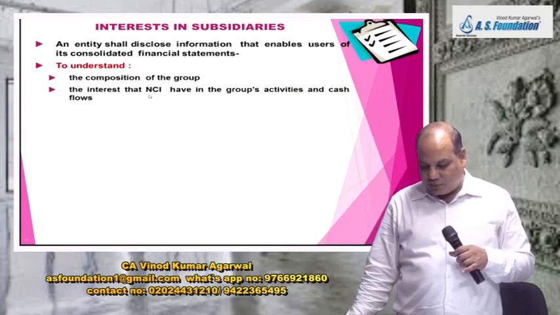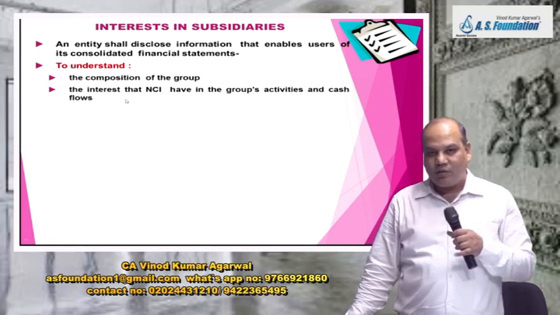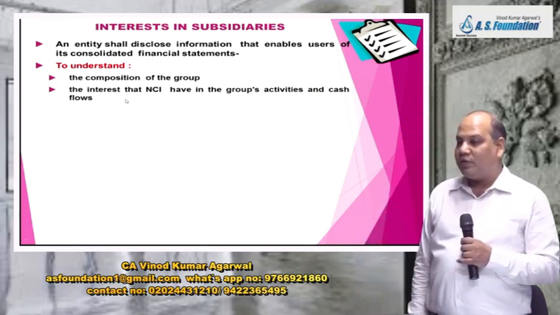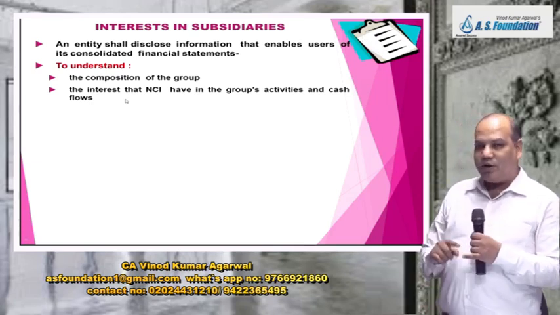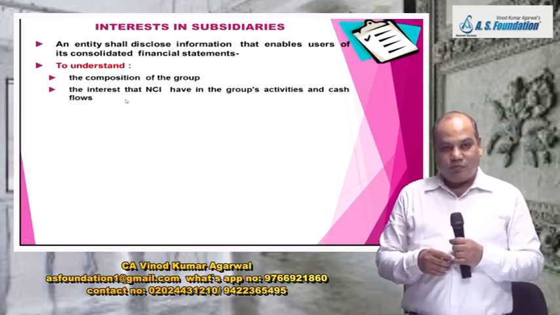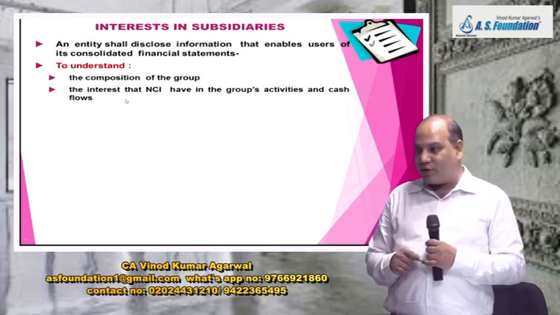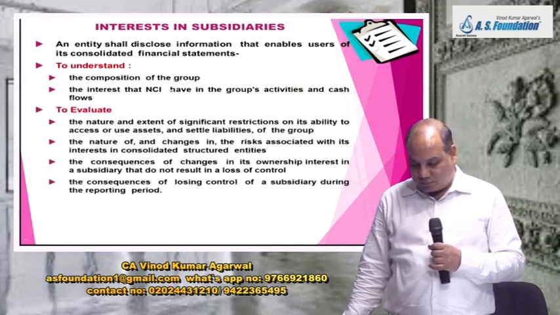And second, the disclosure should help users to understand the interest that NCI have in the group's activities and cash flows. That means what is the percentage stake of NCI? What is their share in net assets, which you disclose in the balance sheet? What is their share in the profit and total comprehensive income? What is their share in the cash flow?